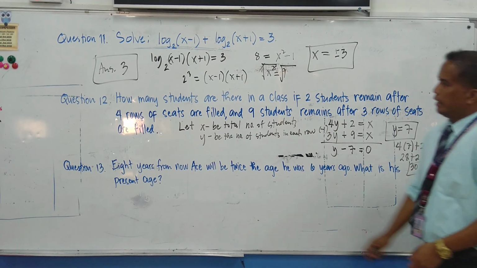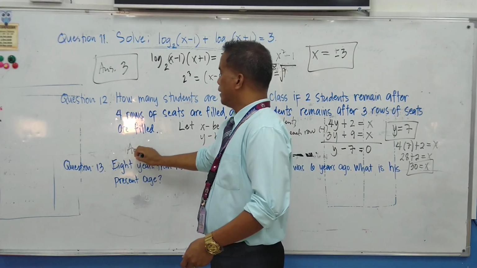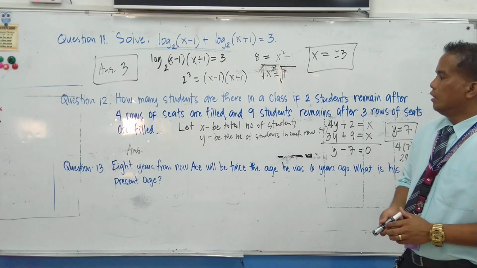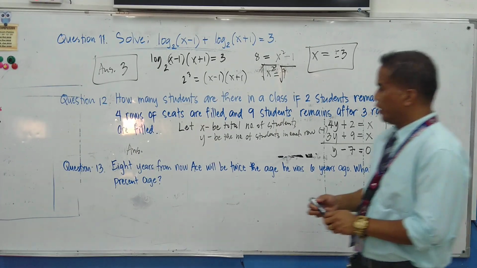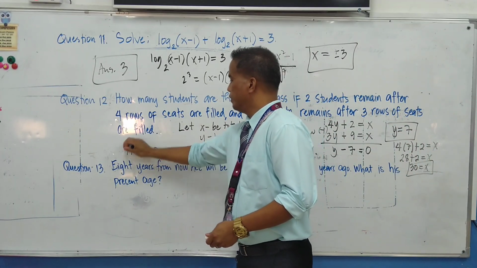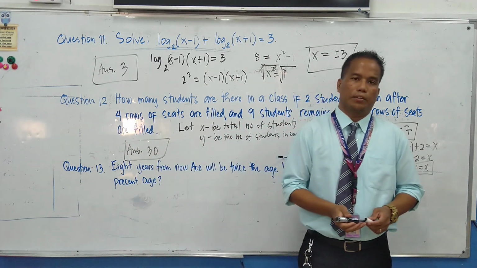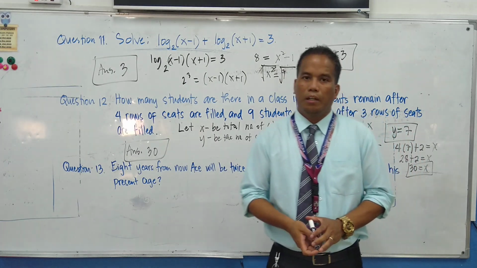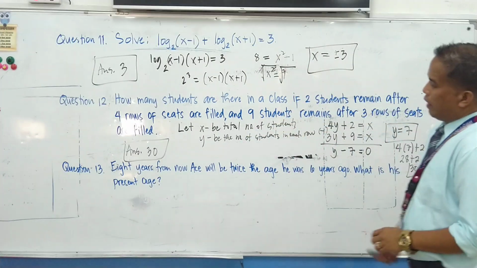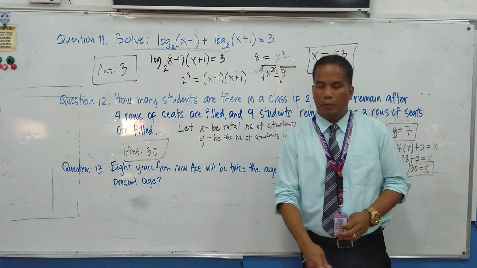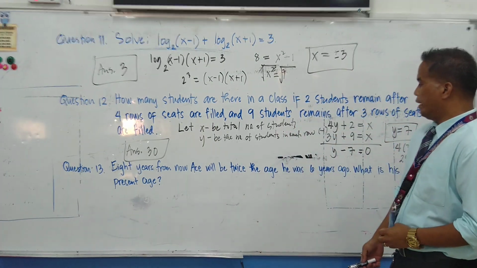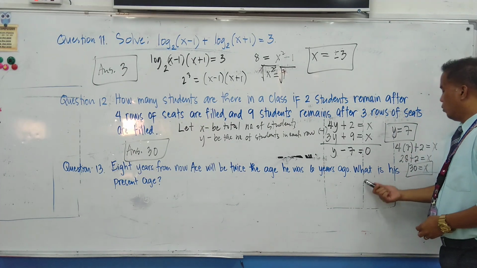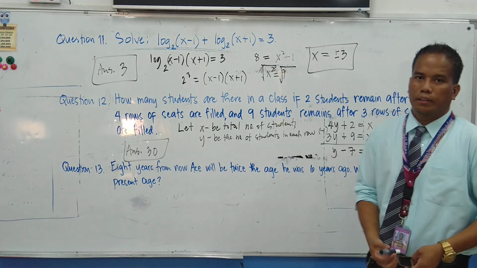So therefore, the answer here in question number 12, how many students are there in the class? There are 30 students. Okay? So the final answer is 30 students. Okay guys, can we move on to the last question? Question number 13. 8 years from now, Ace's age will be twice the age he was 6 years ago. What is his present age?